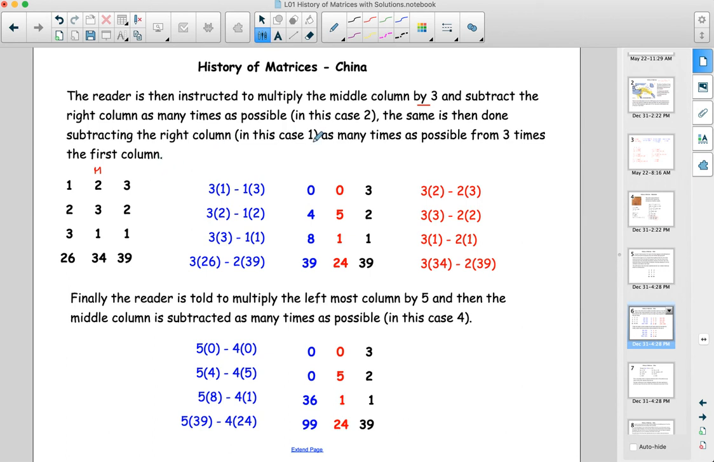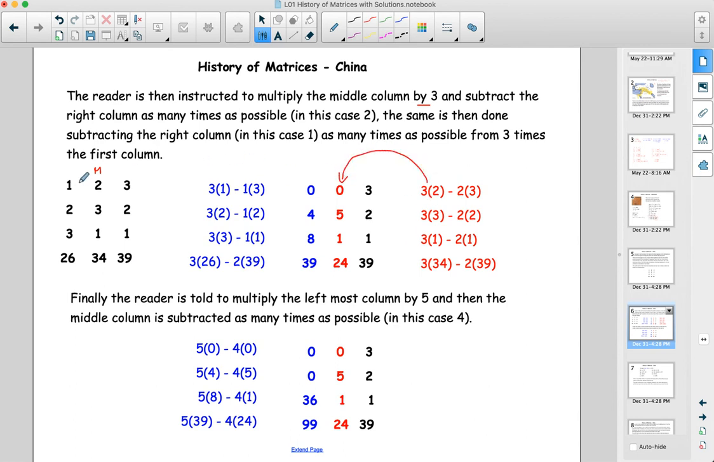And so when we do this, for this particular column, we're going to do 3 times 2 minus 2 times 3. 3 times 3 minus 2 times 2. 3 times 1 minus 2 times 1. 3 times 34 minus 2 times 39. That's how we created this column.